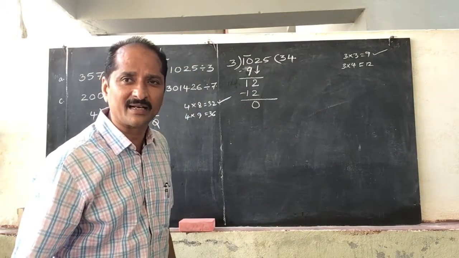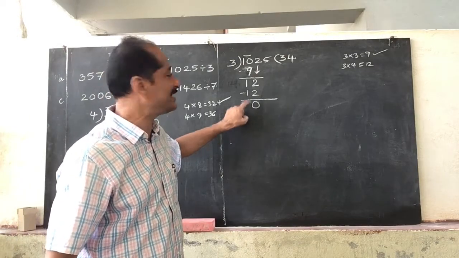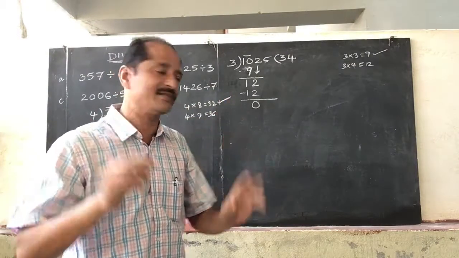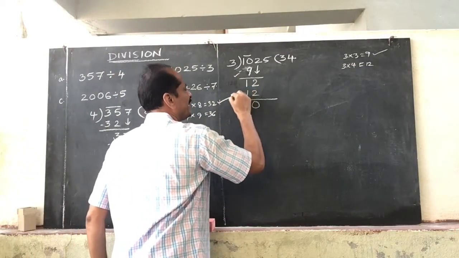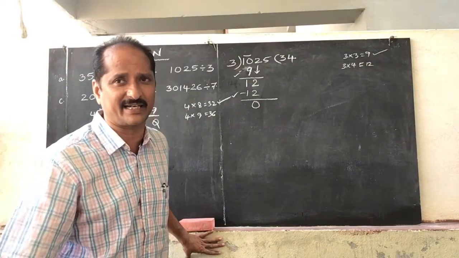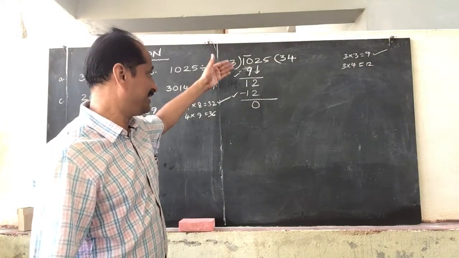Now what will be the remainder? The remainder is 0. Is it less than the divisor? Yes, it is less. So this step is also correct. So everywhere we can easily find out whether our step is right or wrong. There itself we can recognize it.